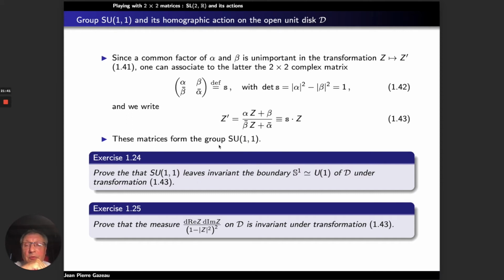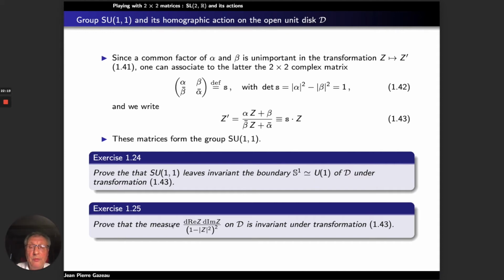And the exercise proves that SU(1,1) leaves invariant the boundary of the unit disk, that means the unit circle in the complex plane, which is, on the algebraic level, isomorphic to U(1), the subgroup of the complex numbers of unit modulus.